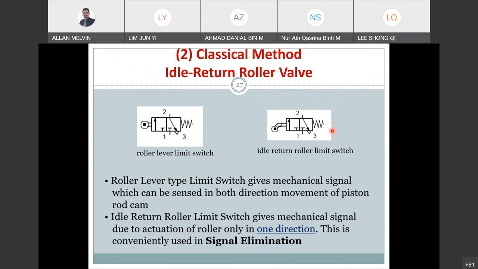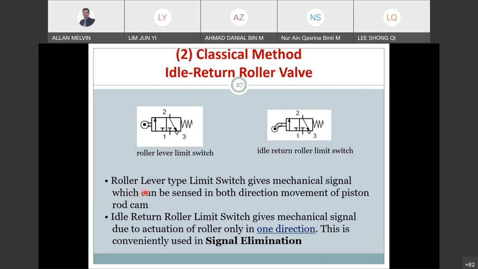Okay, earlier we saw the classical method. Now we look at the classical method with the idle return roller valve. I usually call it the idle roller. The keyword is idle. It will have a picture like a hand. This is just a normal roller lever limit switch, actually a limit switch. The idle return has a picture like a hand. So you can use the classical method of designing with the idle return roller valve, like lab 1 the other day. Yes, how you can design.